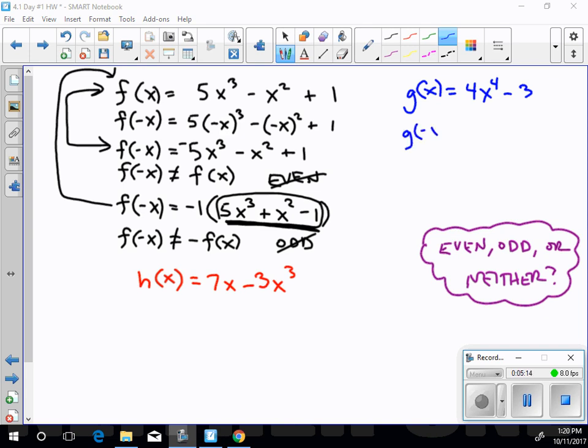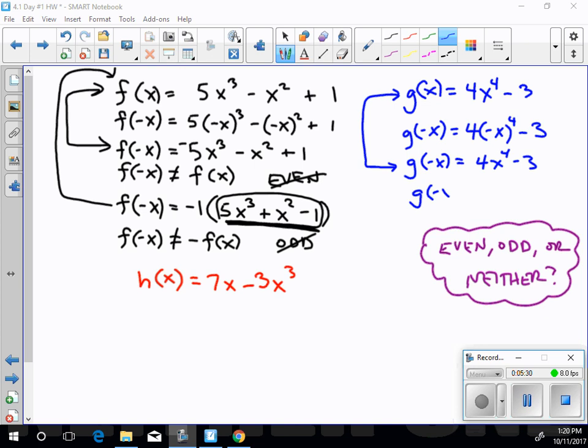Second one, I plug in a negative x. What does that even power do to that? Turns it into a positive. Is that equivalent to the original? Yes. So g of negative x is equal to g of x. Therefore, this function is even. Okay, I always test even first, then I test odd, and if it's neither of those, then I know my answer as well.